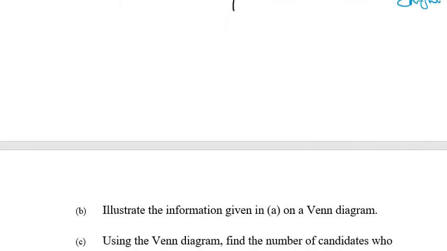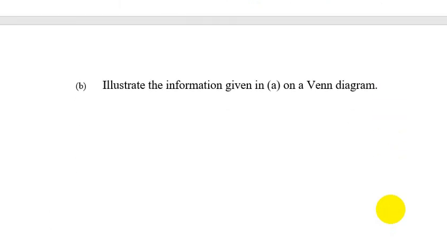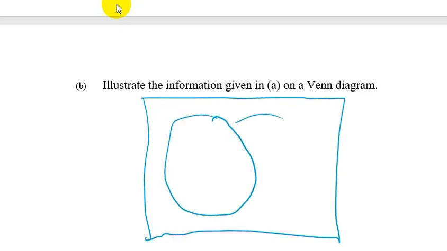It said we should illustrate the information on the Venn diagram. So let's see how it will look on the Venn diagram. So I draw my Venn diagram. I always say that when you are in the exam hall, please don't use freehand to draw your Venn diagram. Use a compass and do it nicely. Our union will come here. Union is 50. Then one side will be maths and the other side will be English.